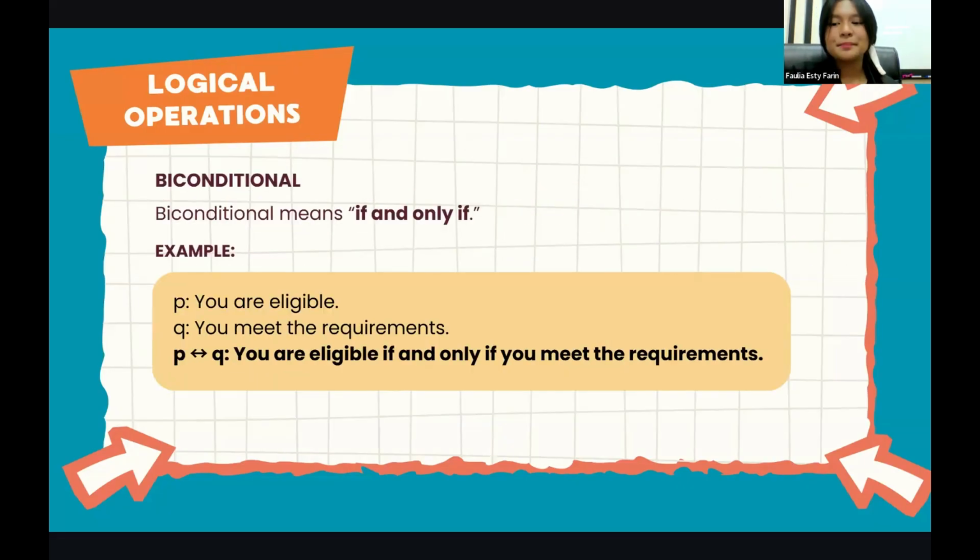And the last one is biconditional. It means if and only if. Think about this. When are two statements connected perfectly? When both are related, Miss? Yes, that's right. When both conditions are related. For example, you are eligible. You meet the requirements. So the biconditional is you are eligible if and only if you meet the requirements.